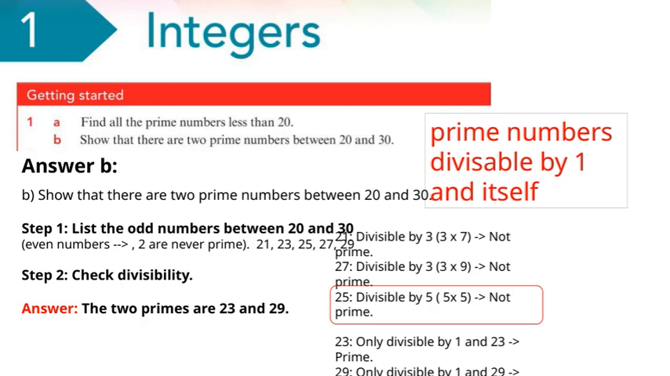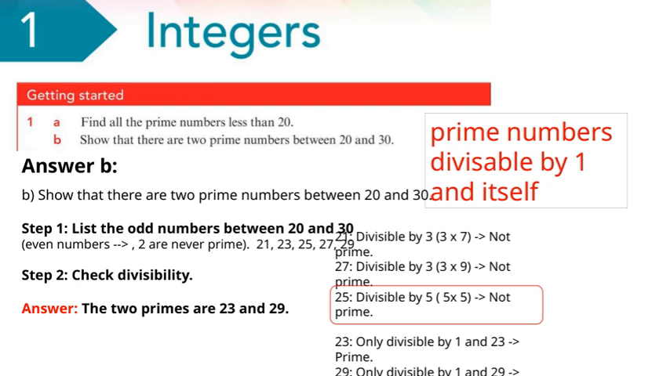Let's start by listing the odd numbers between 20 and 30. We skip even numbers because, as you know, 2 is the only even prime, and even numbers greater than 2 are not prime. So the odd numbers here are 21, 23, 25, 27, and 29. Next, we check each for divisibility.